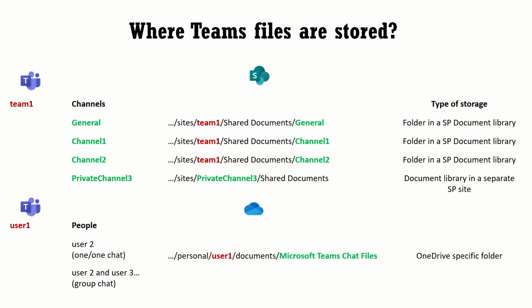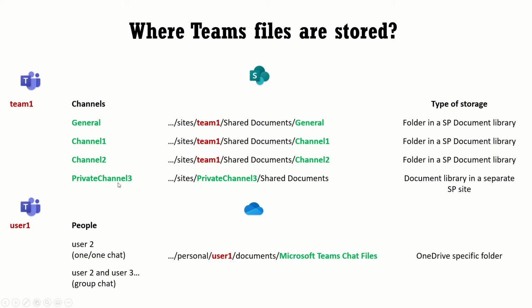First, behind a team, there's a SharePoint site, and sometimes several SharePoint sites. In the SharePoint site, there's a document library. And for each channel, with the exception of private channels and shared channels, you have a folder in this document library with the name of the channel. So General is General, Channel 1 is Channel 1, Channel 2 is Channel 2.